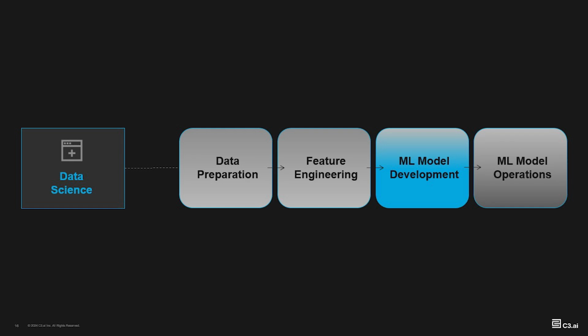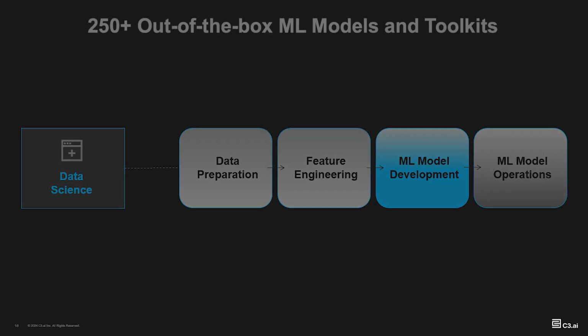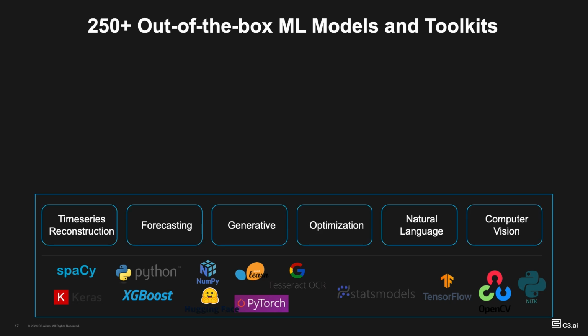Next step, let's talk about ML model development. As with every other area, you get 250 plus out of the box ML models and toolkits right away. So how have we gone about building these ML models? There are so many of these open source algorithms, and they are very good at doing what they say they're doing. Take TensorFlow, PyTorch, Keras, Scikit-learn. They're all very good for solving an ML problem, but that is not enough. They need to be able to solve that machine learning problem for your use case, for your industry.